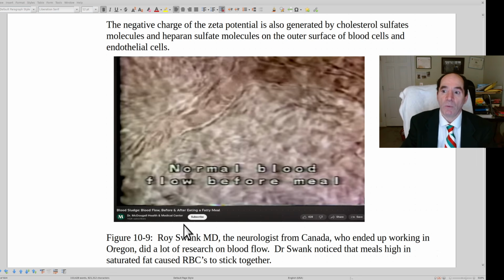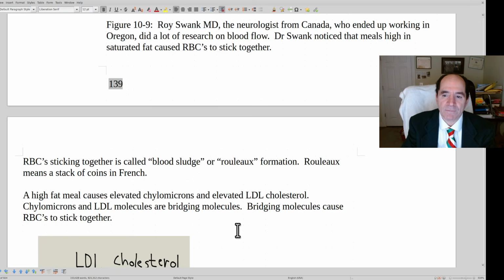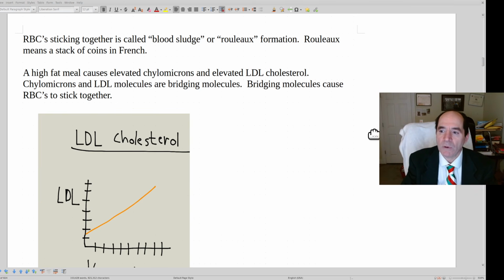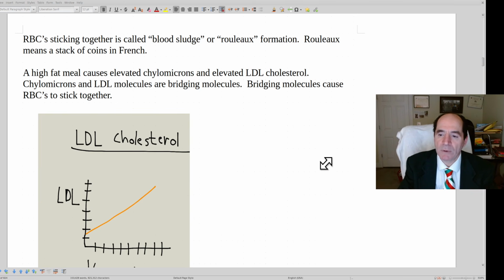I show this to doctors and they say, wow, that's a big deal, because it just makes it obvious what a big effect food has on blood flow. And if it has a big effect on blood flow, that means it's affecting a lot of other things. Everything in your body works better with good blood flow. So something that messes up your blood flow is a big deal.